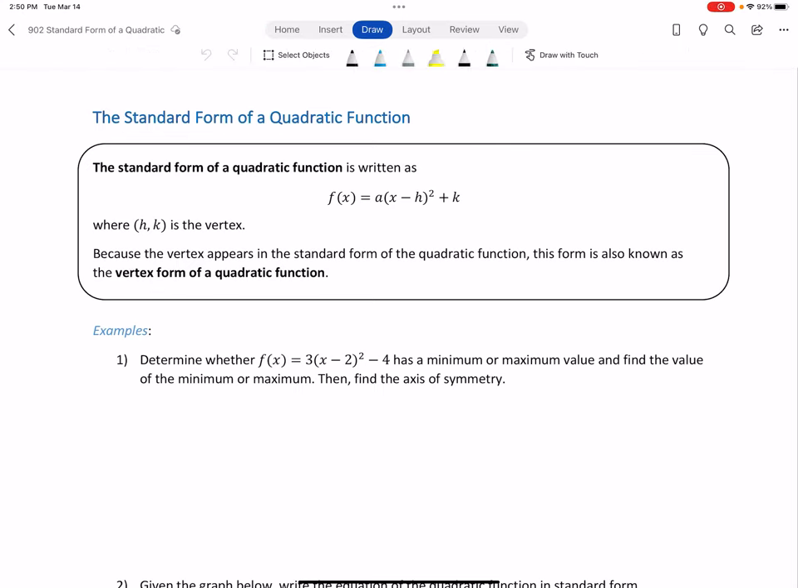So the quadratics we've seen so far were written in that form, ax squared plus bx plus c. We don't always see quadratics written in that form, though. We might see them written in a different form. And this new form is called the standard form.